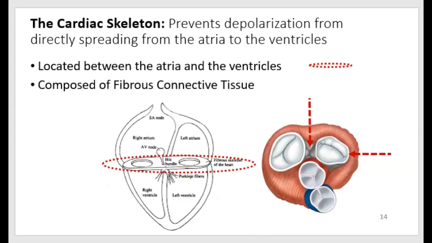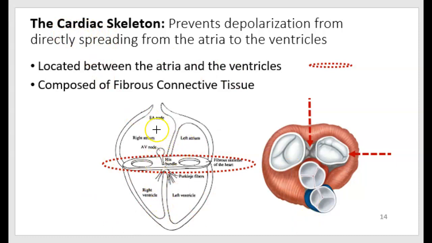Another feature in the heart that is essential for making sure that the sequence of excitation happens appropriately, in the sense that first the atria are excited, and then there's this nice delay at the AV node, and excitation spreads to the ventricles kind of simultaneously. Another feature that helps ensure that is called the cardiac skeleton.